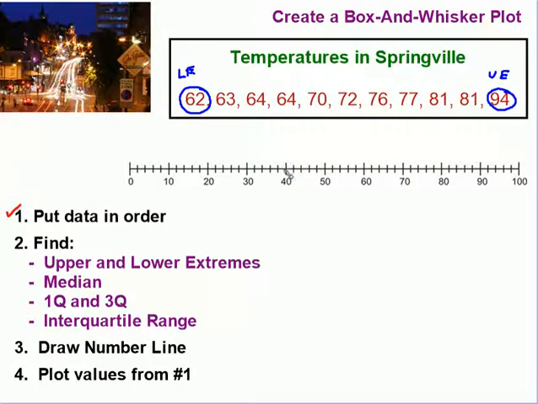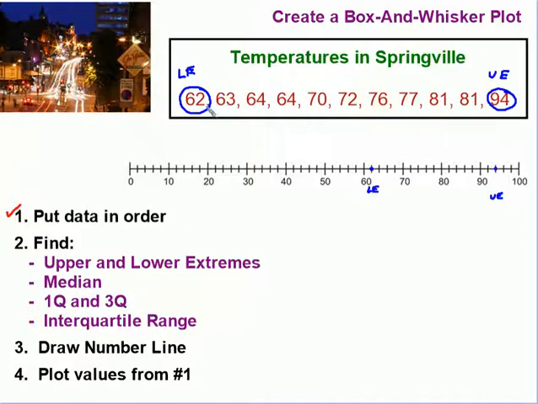We can even plot these on our graph if we want to. 62 would be our lower extreme, so we'll put that there. That's our lower extreme. And our upper extreme is 94. So we'll put that right there. That's our upper extreme. Then we can move on to our median.